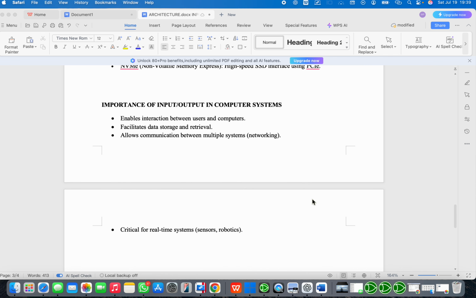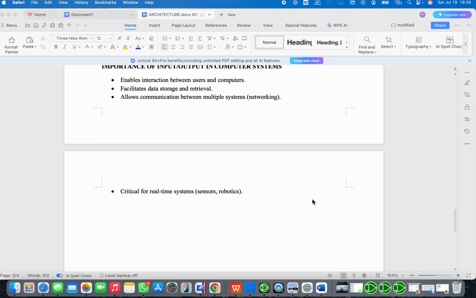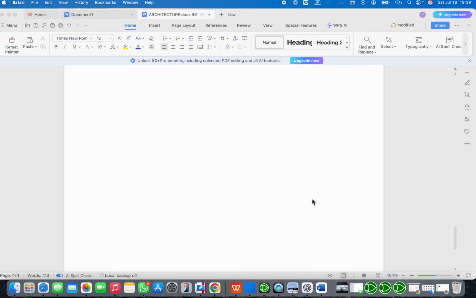Importance of input or output in computer systems. It enables interaction between users and computers, facilitates data storage and retrieval, and also allows communication between multiple systems, that is in networking. It is also critical for real-time systems, that is sensors and robotics.